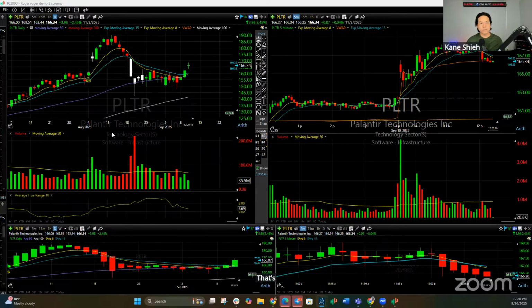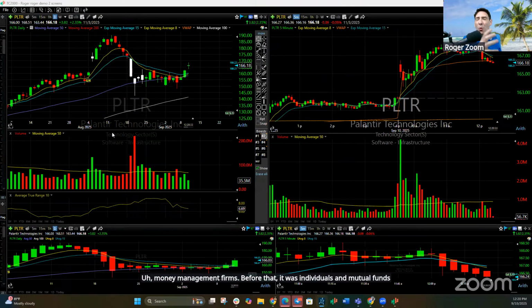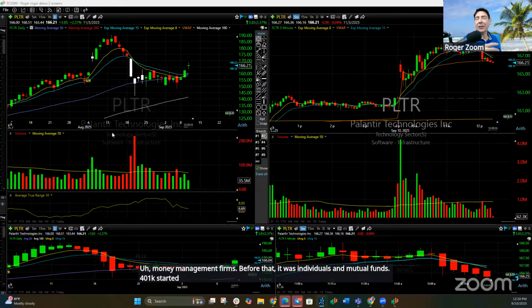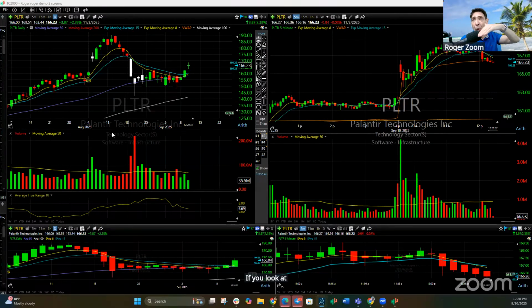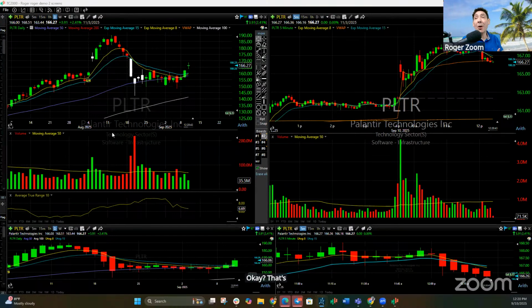So that's when that happened in the 90s and 2000s. A lot of institutional money started coming into money management firms. Before that, it was individuals and mutual funds. 401ks started getting really prevalent. If you look at the growth of 401ks and all of these things, you'll see it started right around the time the internet started. Okay, that's when the stock market really took over commodities.